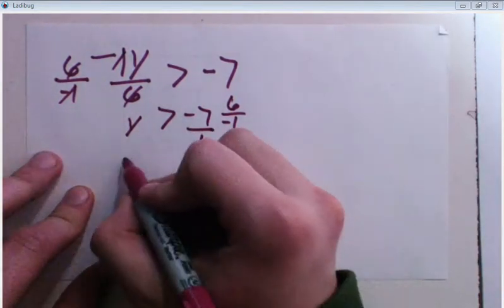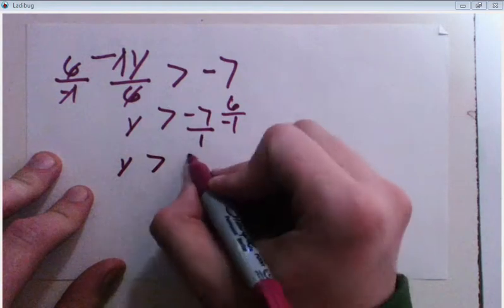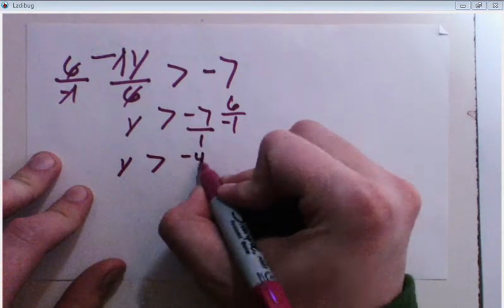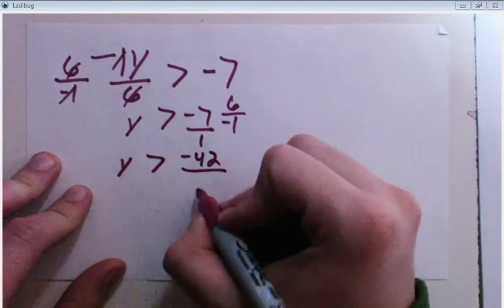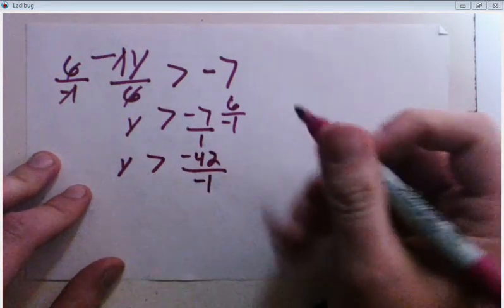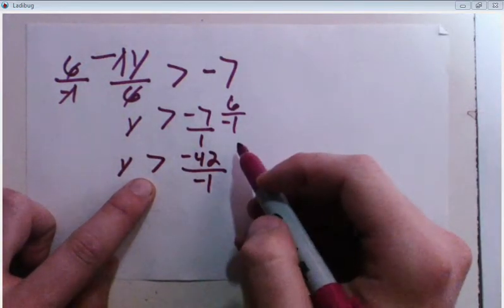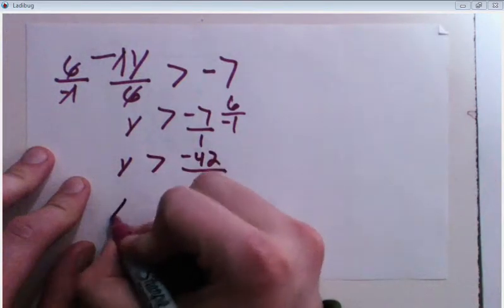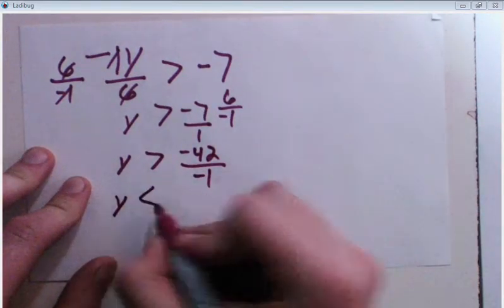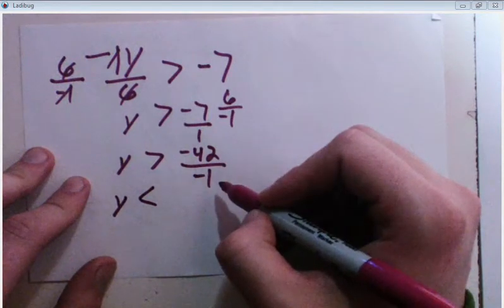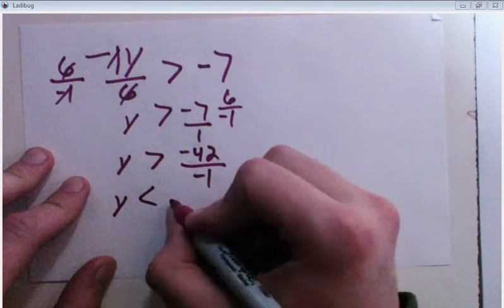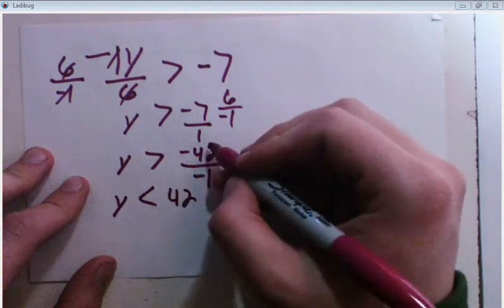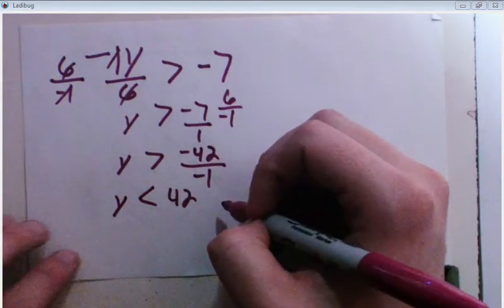And then if I solve that out, I've got y is greater than negative 7 times 6 is a negative 42. 1 times a negative 1 is negative 1. Now again, since I multiplied by a negative reciprocal, this inequality sign is going to flip. So when I do that, it now becomes y is less than, and negative 42 divided by negative 1 is going to give me a positive 42, because a negative divided by a negative is a positive.